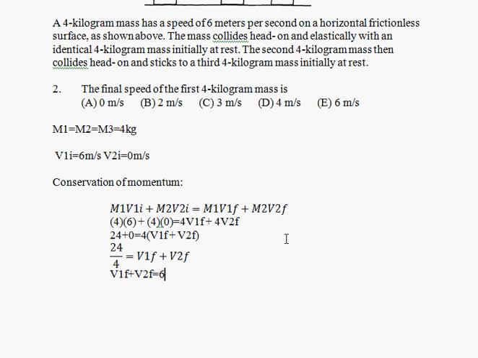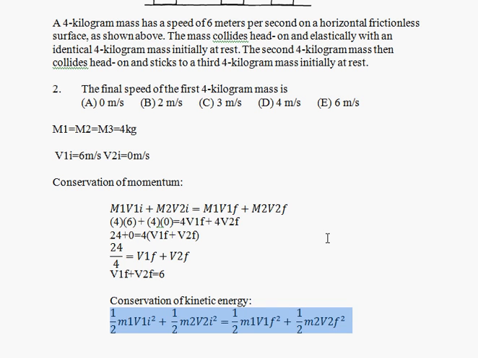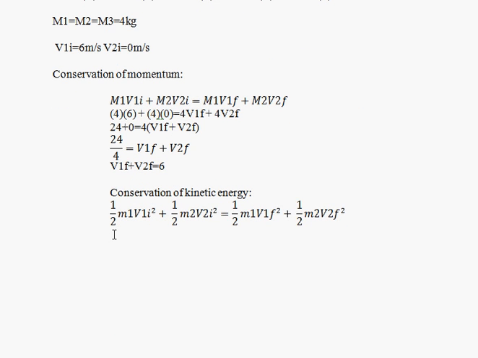We don't know, so we're going to use conservation of energy. In this case, we can use conservation of kinetic energy because it's a horizontal surface. The potential energy of the masses is the same, and it is the same always. So we can use conservation of kinetic energy. And here is the conservation of kinetic energy. We can eliminate the 1/2 and the m's because they are all the same mass. And here is our new equation, and 6 squared is 36.